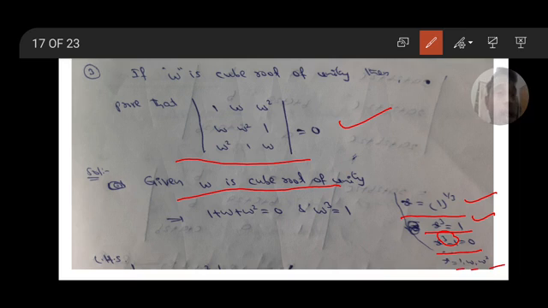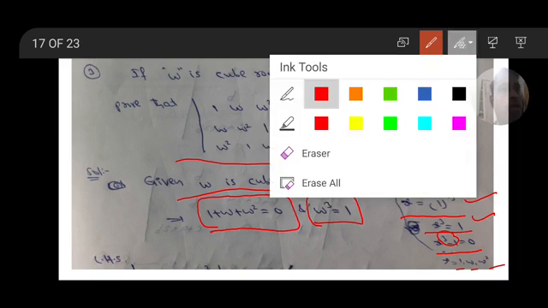So we have two properties. If omega is cube root of unity, then 1 plus omega plus omega square equal to 0, and omega cube equal to 1. We have to remember these.